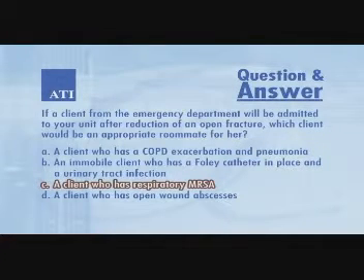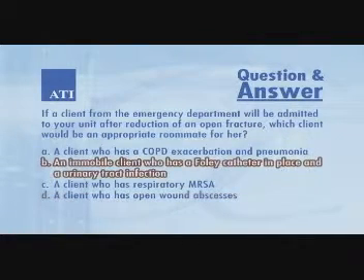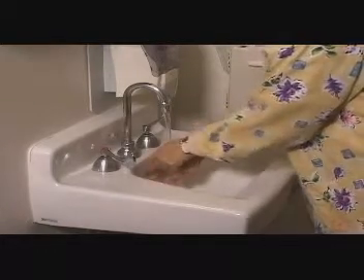...has respiratory MRSA, or D, a client who has open wound abscesses? The answer is B, the immobile client with a Foley catheter, because with good hand washing, you'll be able to protect the client who had her fracture reduced.